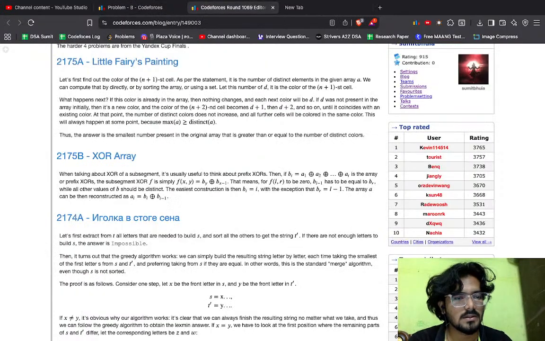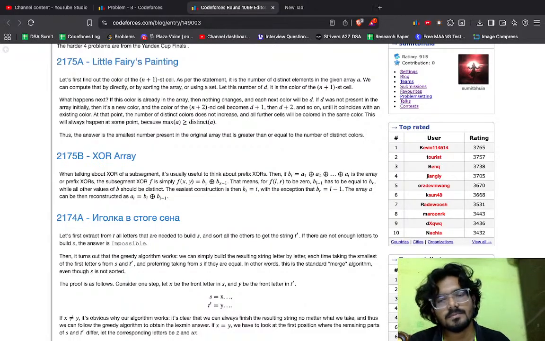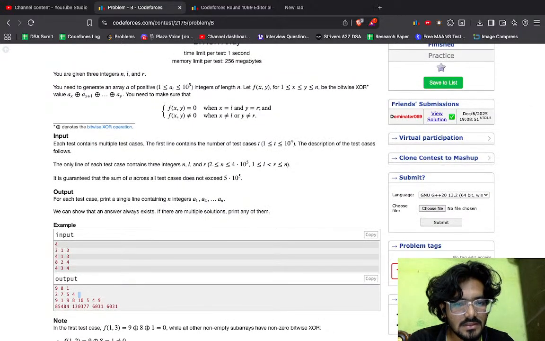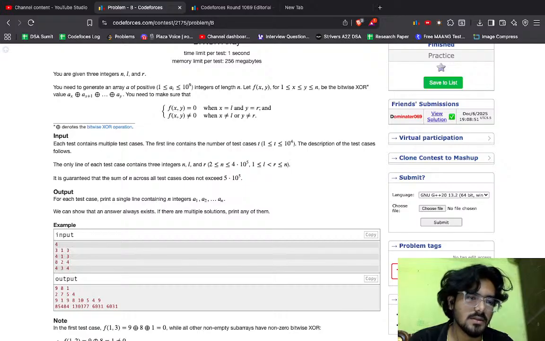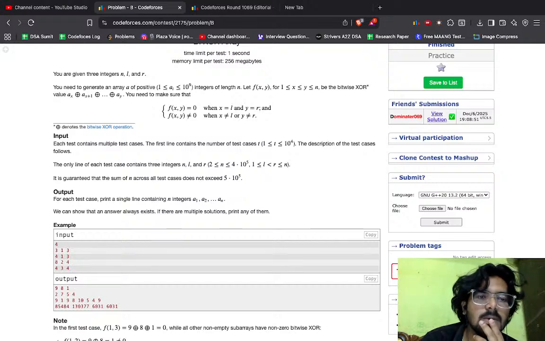Let's read it again. While talking about XOR of a subsegment, it is usually helpful to think about prefix XORs. Okay, prefix XOR, that's the continued XOR with the current number. So what is ai there? Okay. Example, output ai will be the answer output, right? So ai is the answer.